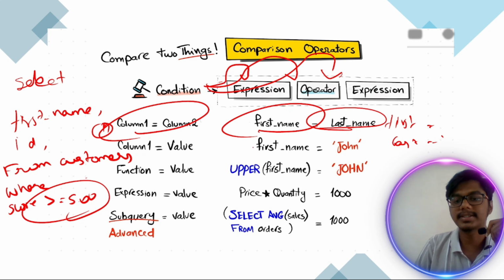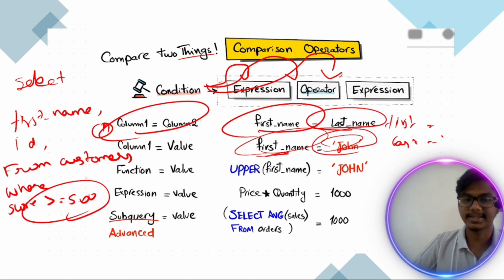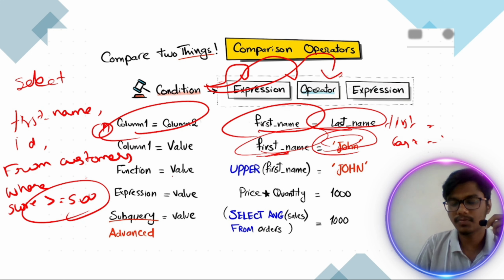I'm just explaining first name equal to John. Likewise, we have column 1 here, the value we have to explain, right? So we have to use the comparison operator in such cases.